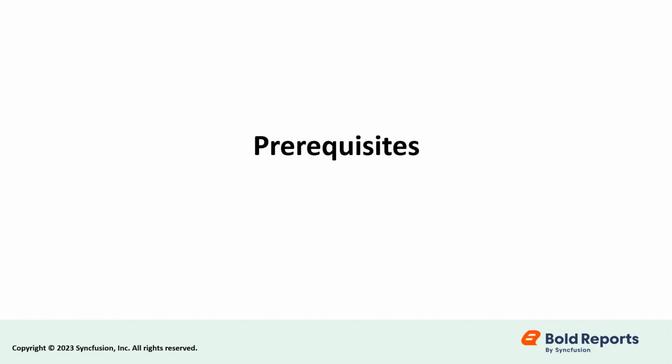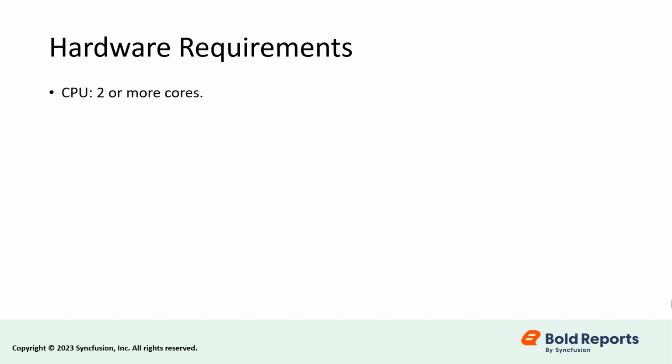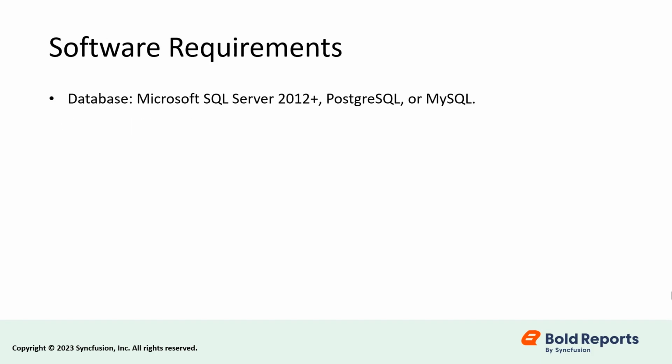Let's start with the prerequisites required to deploy the report server in the Amazon Elastic Kubernetes service. The hardware requirements are: a CPU with 2 or more cores, at least 4 GB RAM. The software requirements for running the report server are: a database like Microsoft SQL Server 2012 or newer, PostgreSQL, or MySQL. Make sure your database is accessible outside the machine, too.